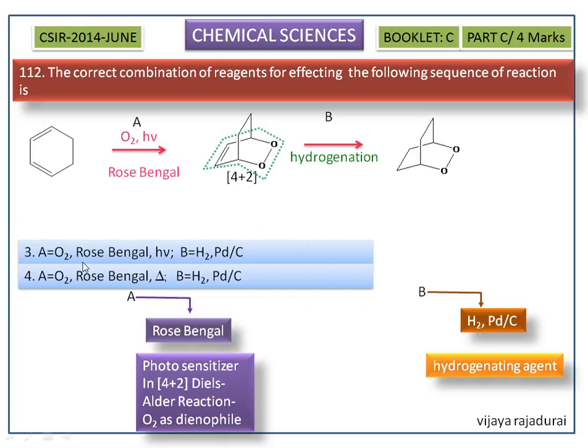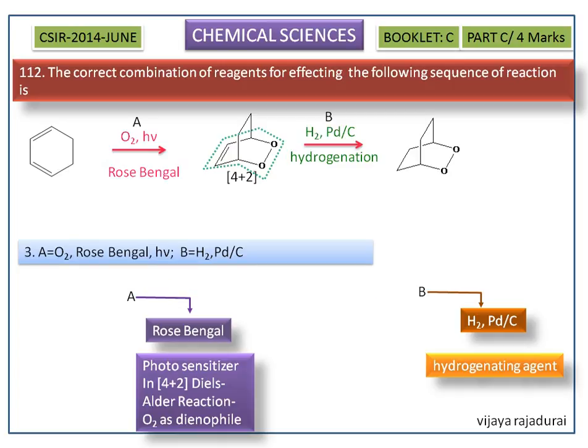In the third and fourth options, there is only a little bit of difference. Here the photochemical condition is given, here the thermal condition is given. Rose bengal will be active only in the presence of photochemical condition, not thermal condition. So the fourth option is not the correct answer. The correct answer is the third option. Here the A reagent is oxygen in the presence of rose bengal in photochemical condition, and the B reagent is hydrogen gas, palladium, carbon. Thank you.